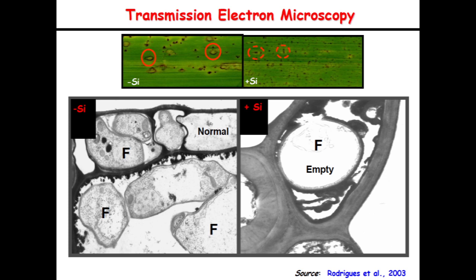But where it's been amended with silicon, the fungal cell almost looks like a vacuole. It's totally devoid of any cytoplasmic material, and it's surrounded by this amorphous material that, when you stain it with toluidine blue, indicates it's a phenolic. And phenols are one class of compounds that are known to protect plants from pathogens.